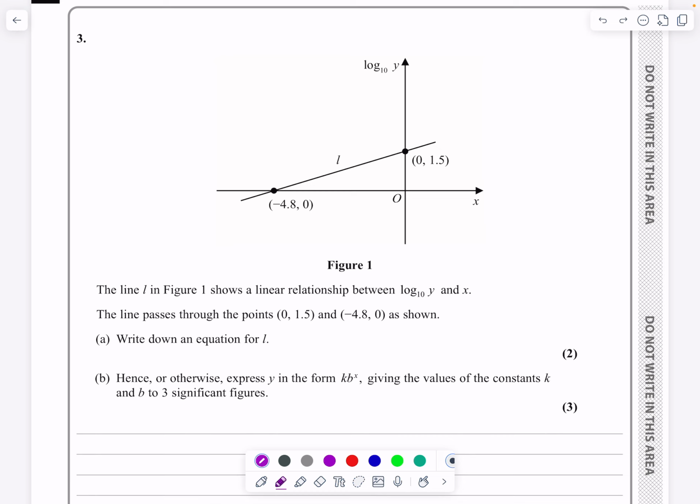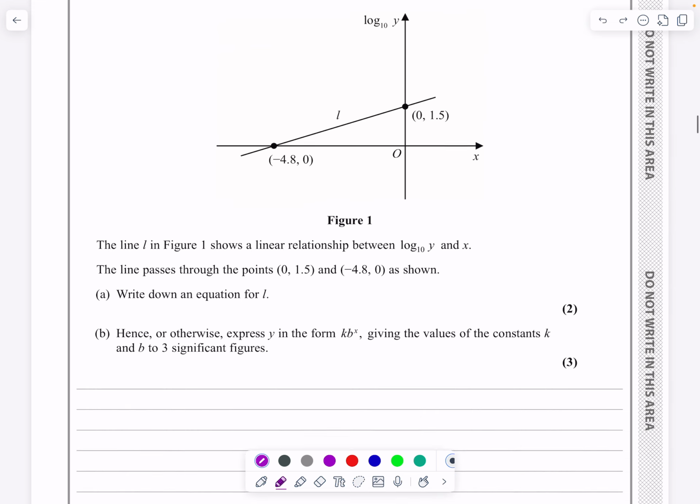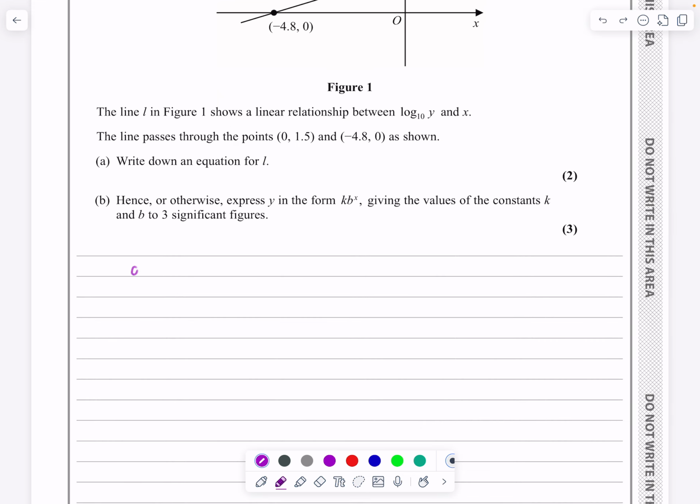So it says the line L in figure 1 shows a relationship between log 10y and x. So just have a look here. We can see this isn't y against x, this is log 10y against x. It passes through those 2 points, and it says, can we write down an equation for L? So hopefully you've done a few of these. This is a relatively new topic. Hopefully you've looked at some other questions that are similar to this one.